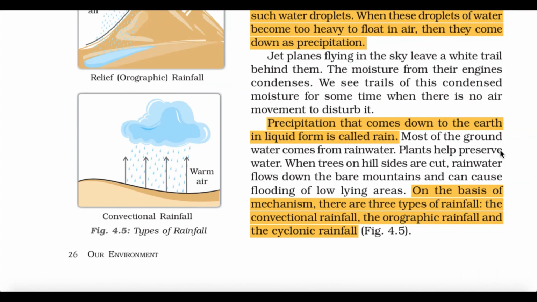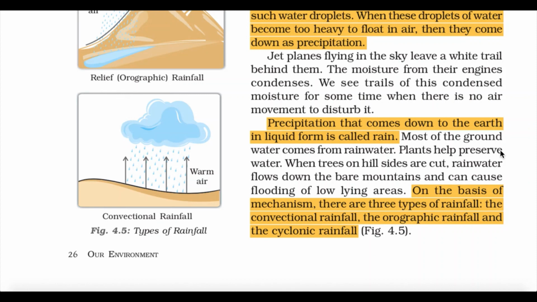Jet planes flying in the sky leave a white trail behind them. The moisture from their engine condenses. We see trails of this condensed moisture for some time when there is no air movement to disturb it. Precipitation that comes down to the earth in liquid form is called rain. Most of the groundwater comes from rainwater.